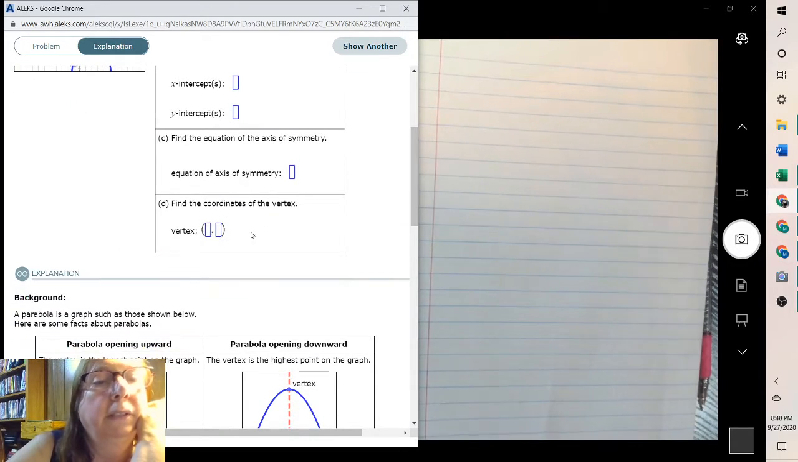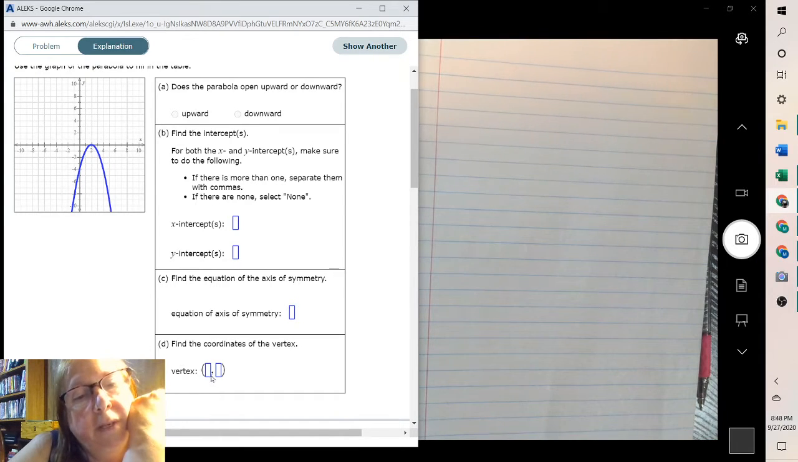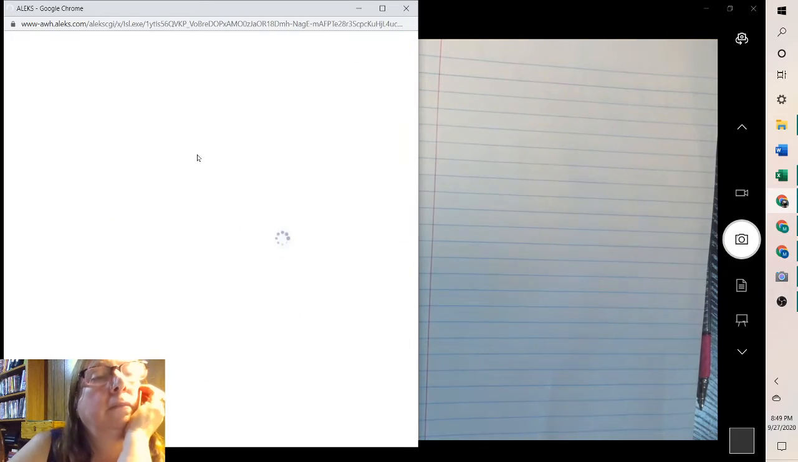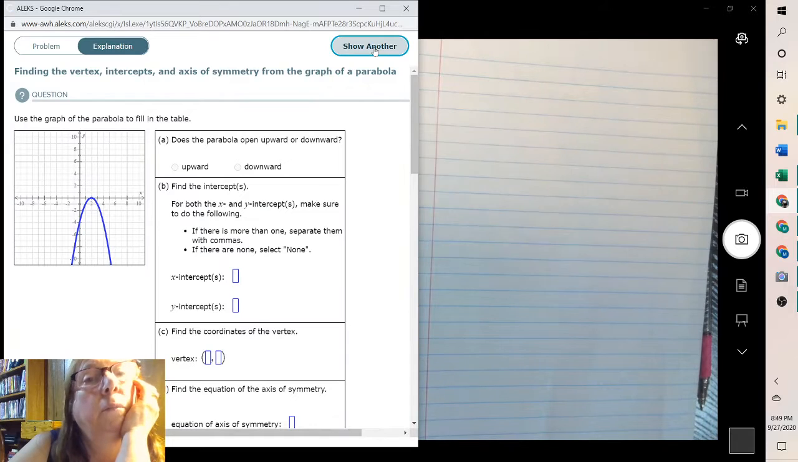Find the coordinates of the vertex. The vertex is here at 2, 0. And the x value of your vertex and the x of your symmetry will always match. Let's try one more. Let's try one going up.